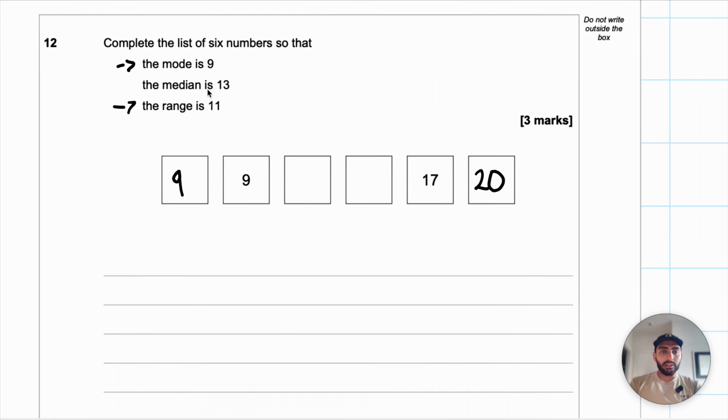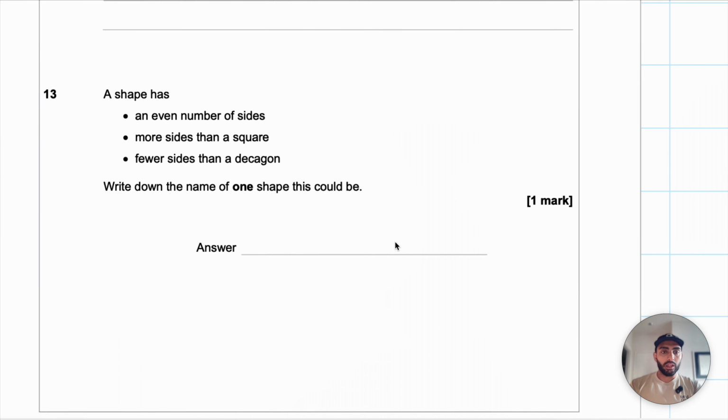Then the last one, I think this one's a little bit tricky. We got the median, but this time we have 6 numbers. That tells me that the median will be between those 2 numbers. But I can't have the same number, so I can't choose 13 twice. I'm going to choose 12 and 14, and if you think about it, the median here would be 13, so this would work.